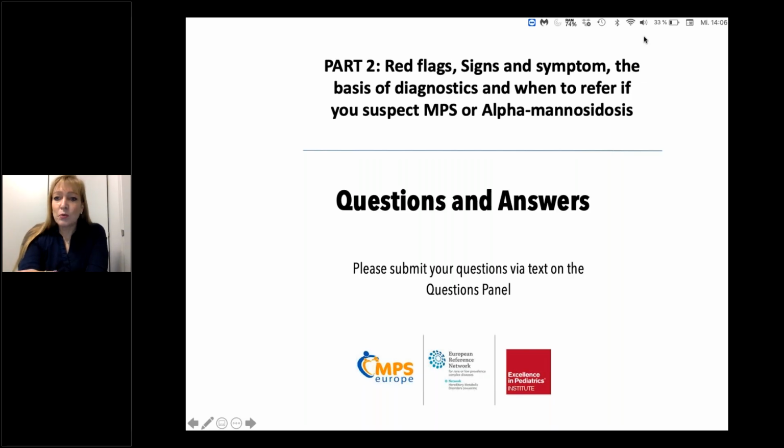The one question is, what is the best option to diagnose these patients: urinary GAG, oligosaccharides, or dried blood spot test? And actually, in my point of view, it is the dried blood spot test, because it is so sensitive that you will not miss a patient. It is not specific enough, so it means you have false positives, and you have to test with the enzyme activity in blood or the genetic testing as well.